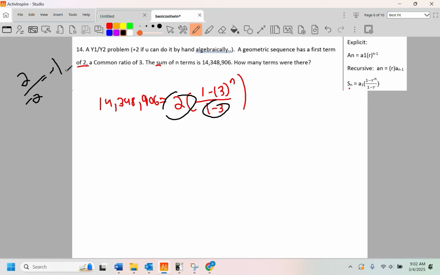I just don't want to write down all these intermediate steps. So 14,348,906 equals -1 times (1 minus 3 to the n). I'm going to drop the parentheses. I don't actually need them because this is positive. And I could distribute the negative. I could. Or I could just divide it out, which is what I'm going to choose to do.